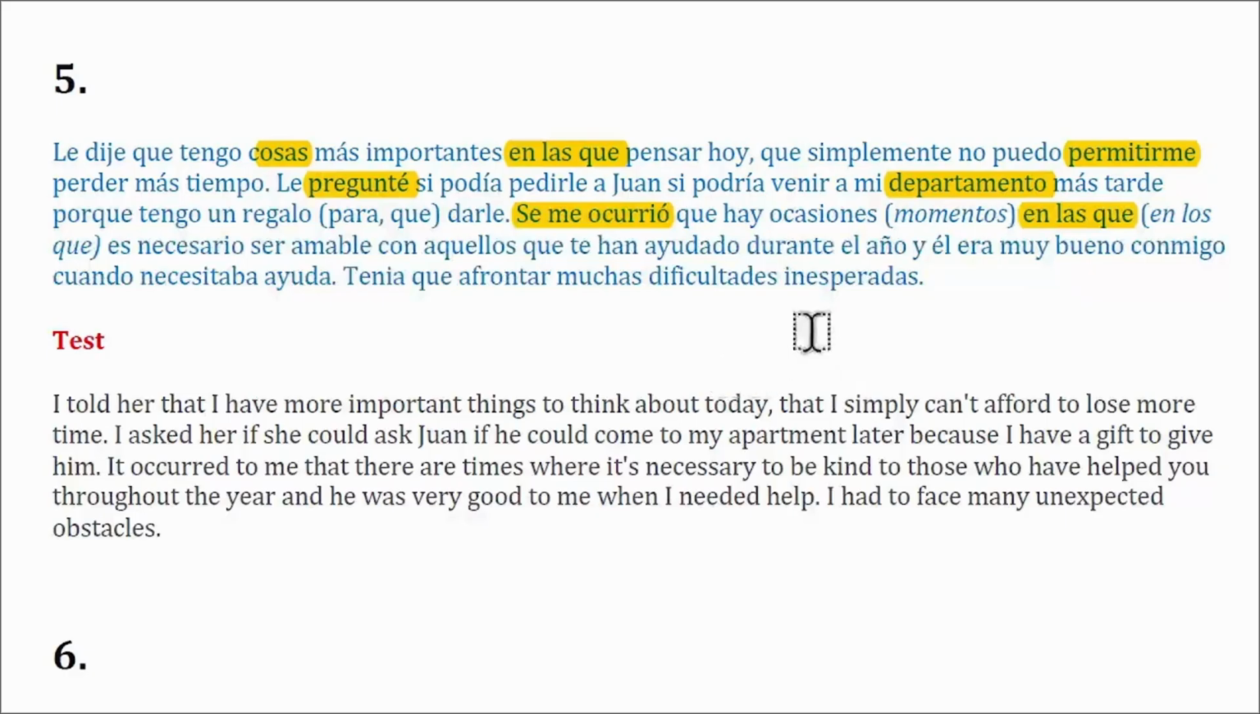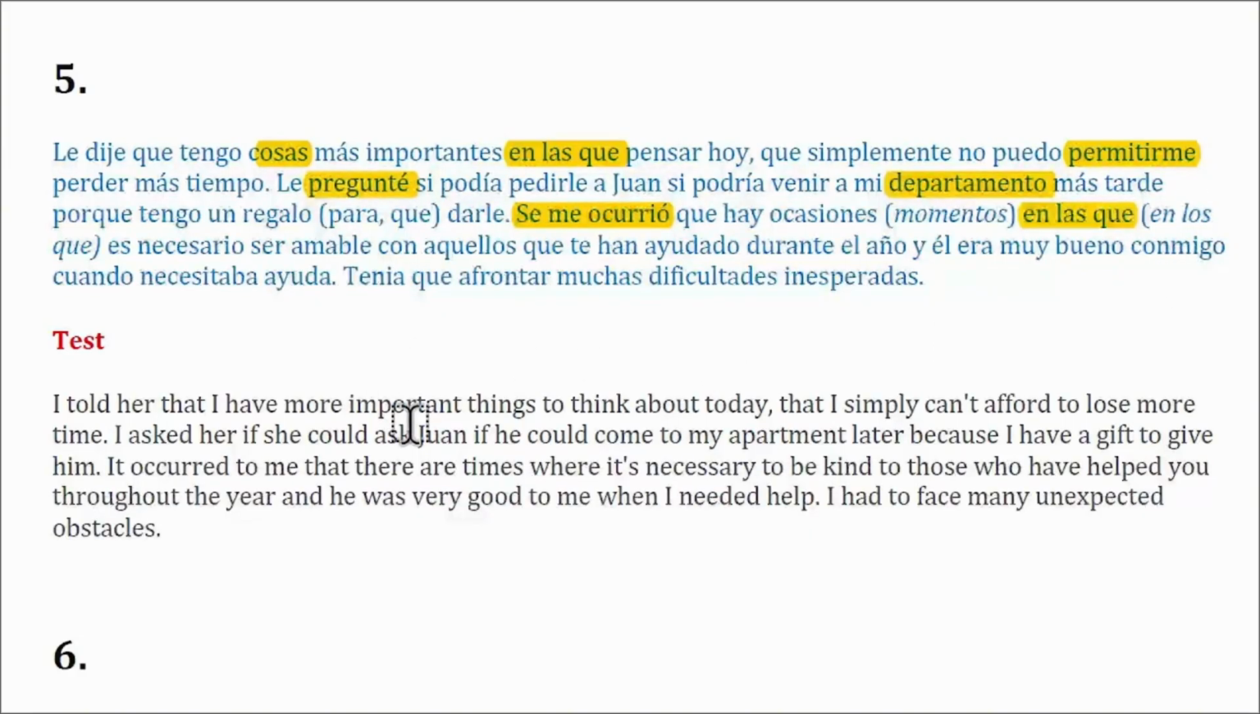Now, I've put two options here. We have hay ocasiones. So we have las ocasiones. Now, if you said that, you would go en las que to match it. But you could also say, se me ocurrió que hay momentos en los que. You see how it changed because momentos is los momentos. So therefore, "in which" went to en los que.